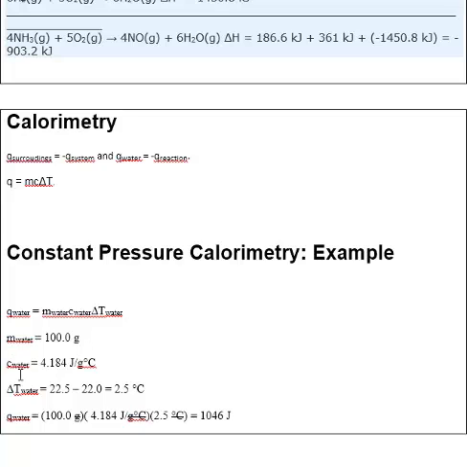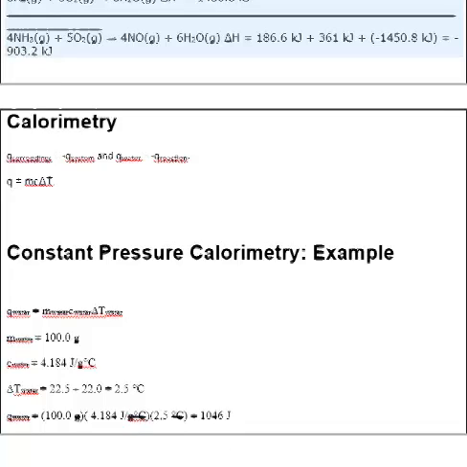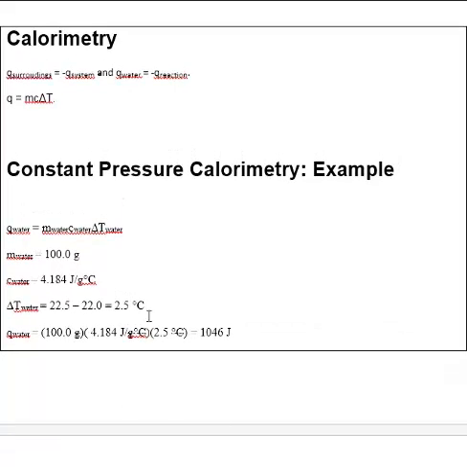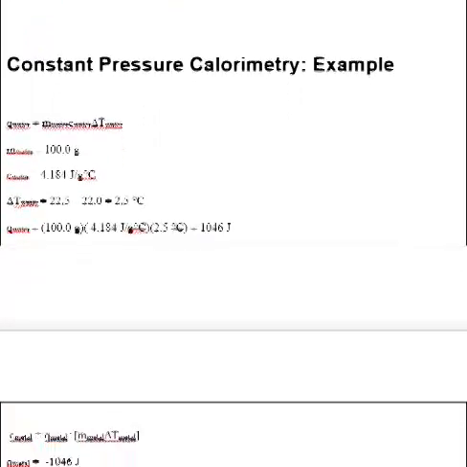M of water equals 100 grams. C of water equals 4.184 joules per gram per degree Celsius. Delta T water equals 22.5 minus 22.0 equals 2.5 degrees Celsius. Q of water equals 100 grams times 4.184 joules per gram degree Celsius times 2.5 degrees Celsius equals 1046 joules.